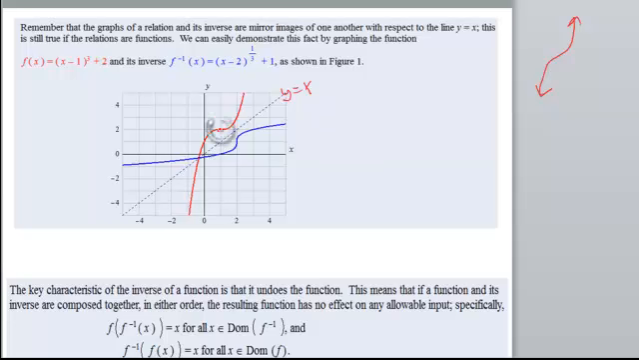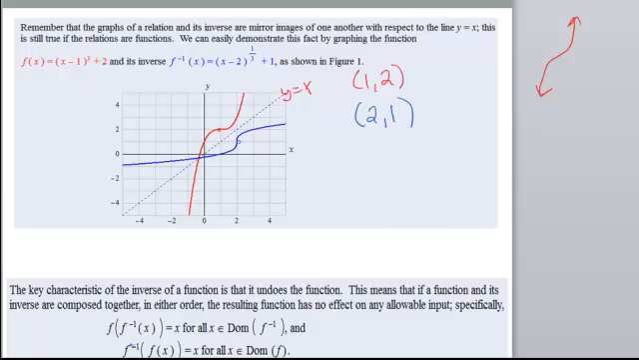Have a look at this point right here. That's the point 1, 2, right? But what is that point in the inverse? It would be the point 2, 1. The point 2, 1 is here. So this point is reflected here. There are lots of different ways that you could go about graphing this function, but that's probably the best way to do it.